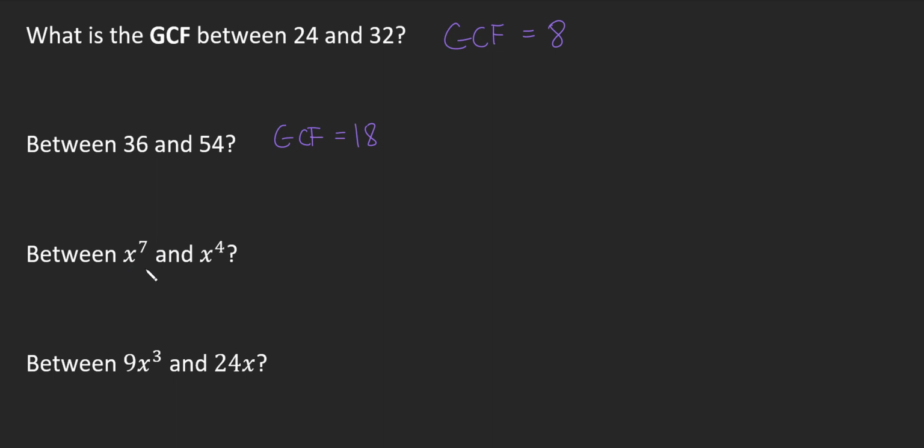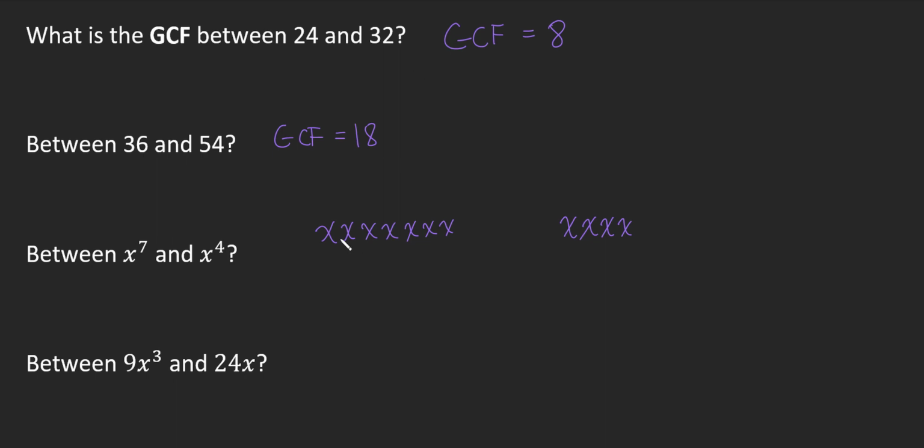Now, what about this one? There are no constant values here. This is 2 variables, x to the 7 and x to the 4. Let me write out x to the 7 real quick. So that's x to the 7, and x to the 4 looks like this. All right, so what do we see?